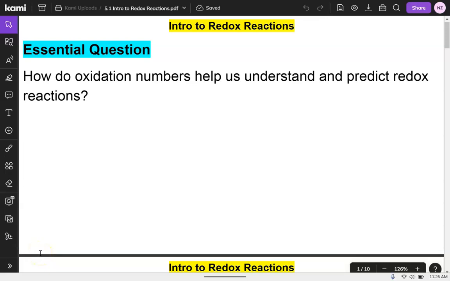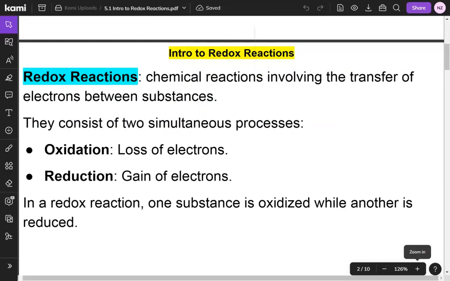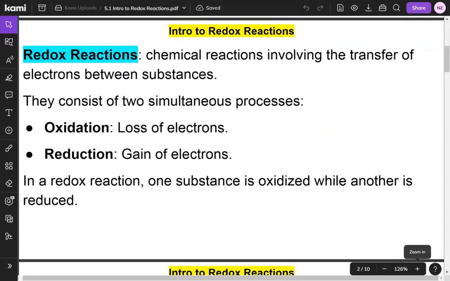In this video, I'm going to introduce redox reactions. The essential question that we're going to answer is, how do oxidation numbers help us understand and predict redox reactions? All right, so what's a redox reaction? Well, it's a chemical reaction involving the transfer of electrons between substances.